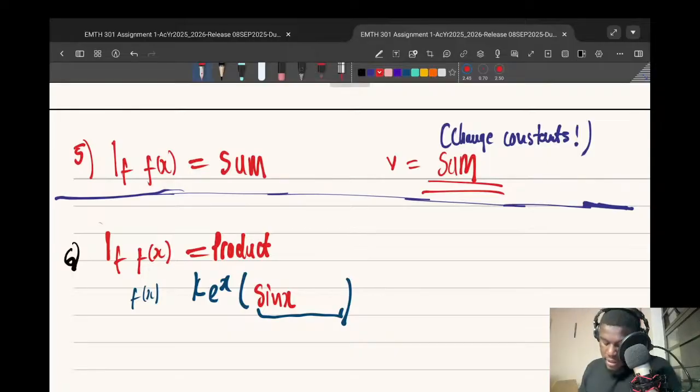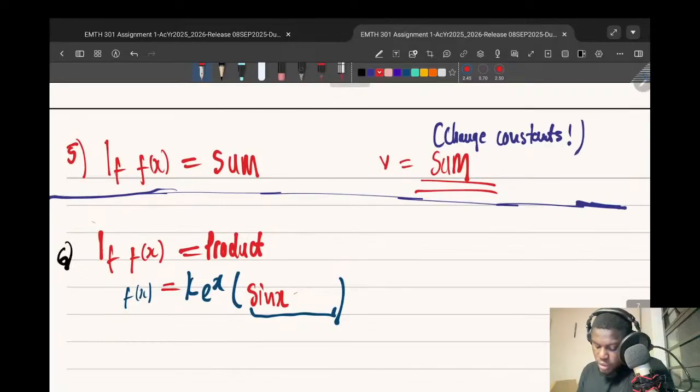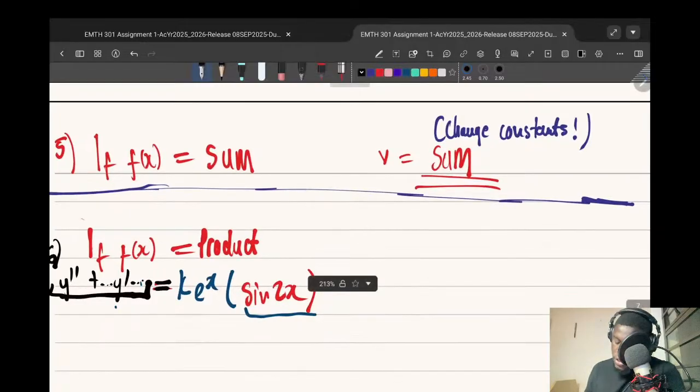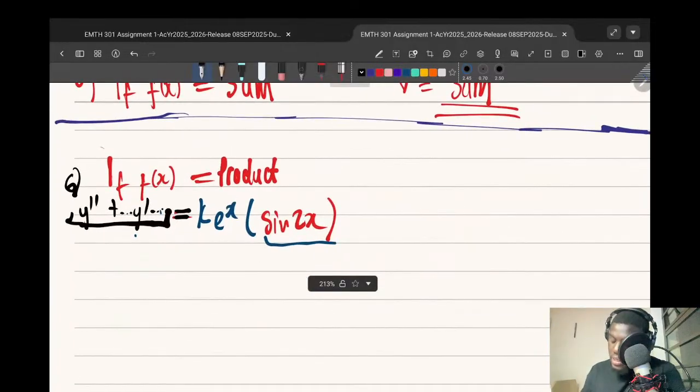Okay, yes, here they gave you, and even if it was a sine x or sine 2x or whatever, let's make it a sine 2x. This is an example. On the other side, you had many things, and they were equal to this. You had your second derivative plus blah blah blah, your first plus blah blah blah, and they were equal to ke to the x sine. So once you see this, that means it's the product.